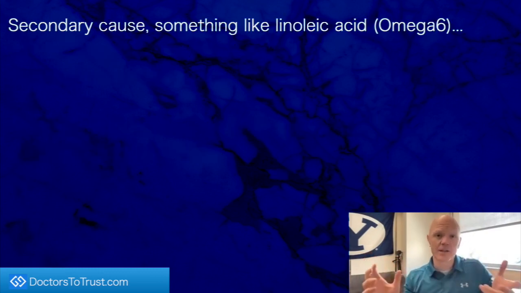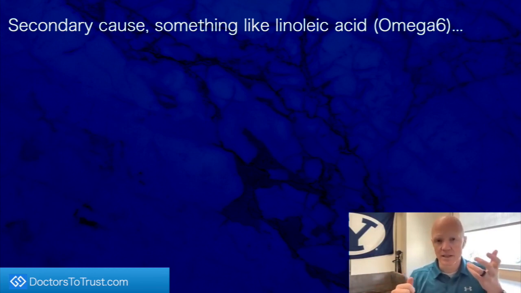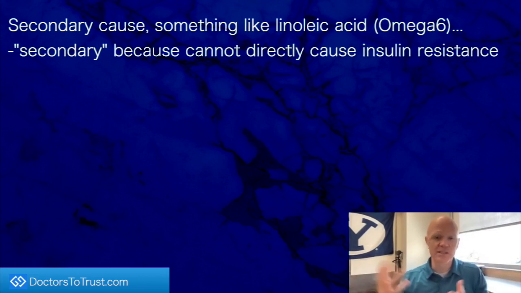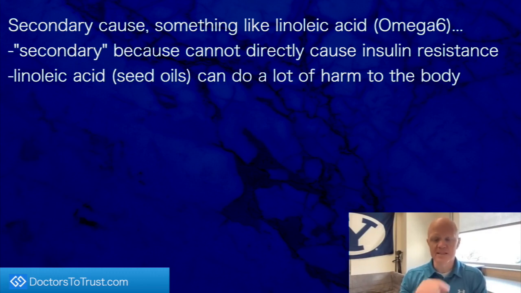And then the secondary cause, I believe, is something like linoleic acid is a prime example of that, because you can't treat cells, like muscle cells, with linoleic acid and then they become insulin resistant. It doesn't happen. The same with neurons in the brain. It doesn't happen. What can happen is that linoleic acid can do all kinds of bad things in the body from these refined seed oils.